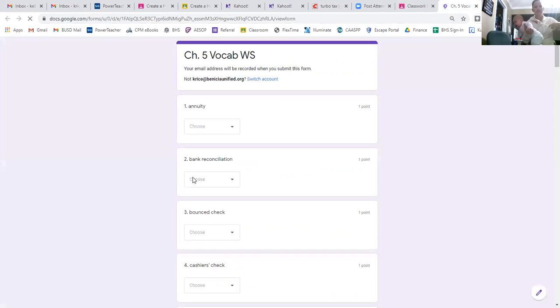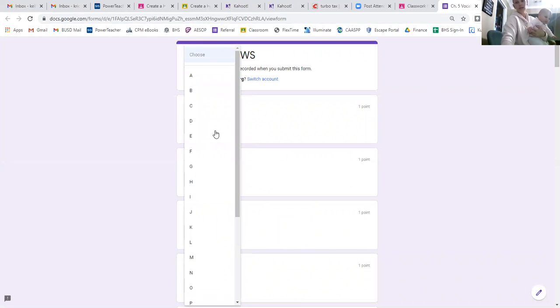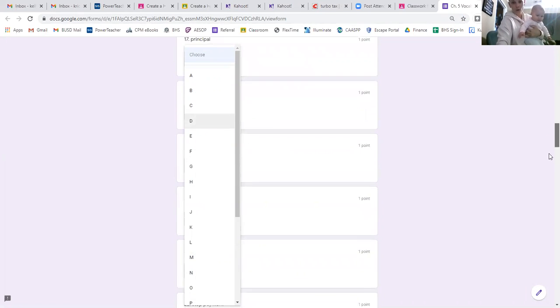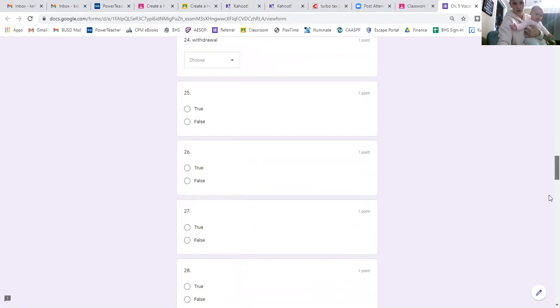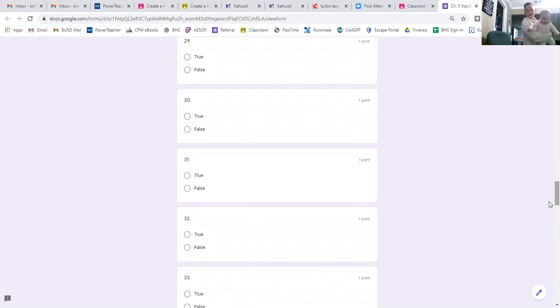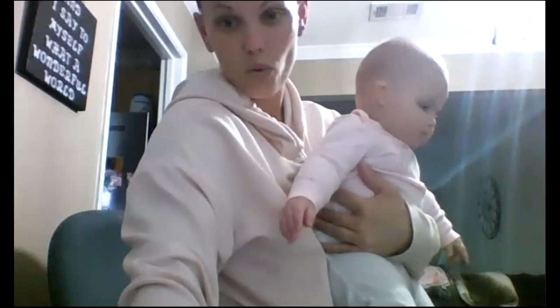But notice it just says like annuity. And when you go to the drop down menu, it just gives you the letter. And then when you go farther down, it just says like the problem number and then true or false, or farther down says A, B, C, or D. And you have to use the worksheet. So if you have questions on that, let me know.